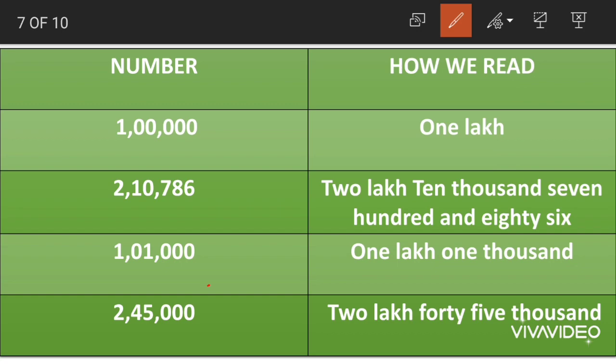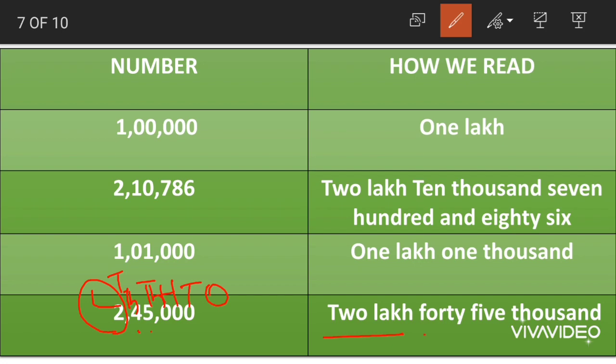101000 will be read as 1 lakh 1000. The fourth number is 245000. Again, let us write the place values: ones, tens, hundreds, thousands, 10,000s and lakhs. Coming to the first digit, 2 is at lakhs place, so we read it as 2 lakhs.